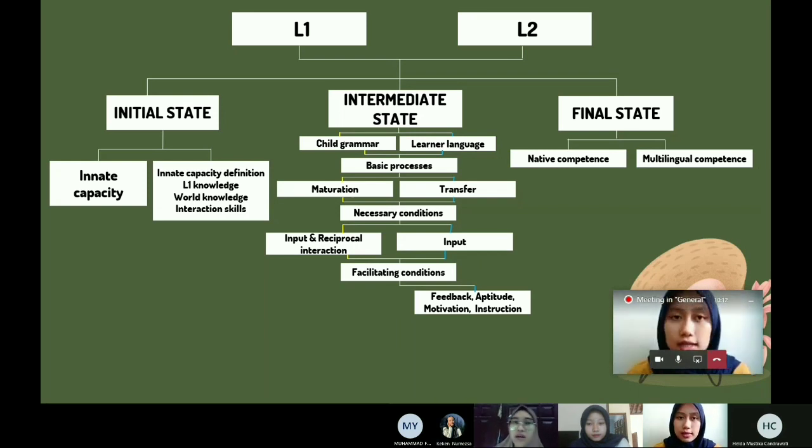And the last is about the final state. The final state covers the final state of first and second language learning. And next, I want to explain about the initial state.